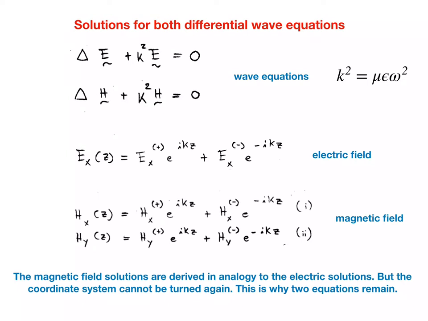Using the same arguments, one can also show that the solutions for the magnetic field are given by the equations shown. As with the electric field, the magnetic field only has components in the x direction and in the y direction. There is no z component. Since we have already chosen our coordinate system, we cannot turn it again to get rid of the Hy component. We have to accept that the magnetic field might have two components, an x and a y component. It will, however, turn out that that is not the case. We will find that the magnetic field only has a y component.